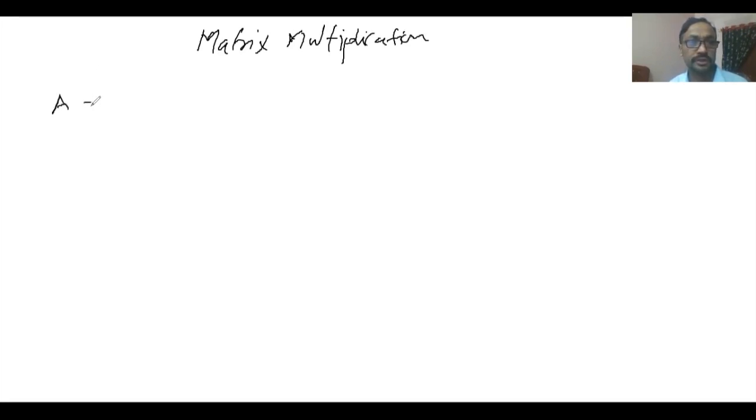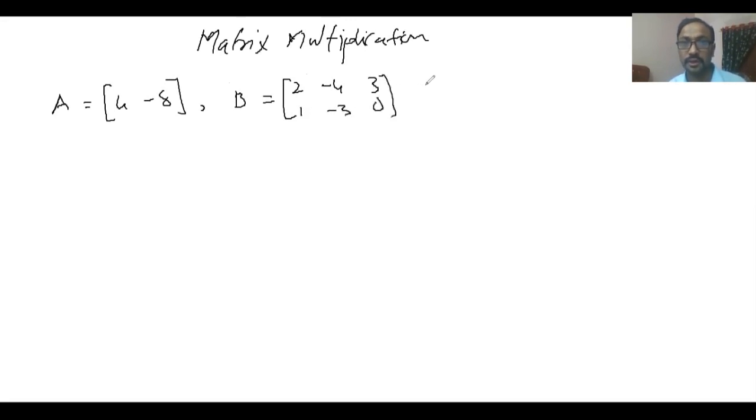Suppose there is a matrix A, which is (4, minus 8), and another one, B, which is (2, minus 4, 3; 1, minus 3, 0). We are going to find out A cross B. So simply we'll check if they can be multiplied or not.